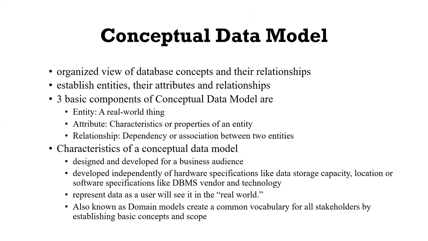The conceptual data model provides an organized view of database concepts and their relationships. It establishes entities, their attributes, and relationships. There are three basic components of conceptual data model: entity, attribute, and relationship. Entity means any real world thing. Attribute means characteristics or properties of an entity. Relationship specifies the dependency or association between two entities.